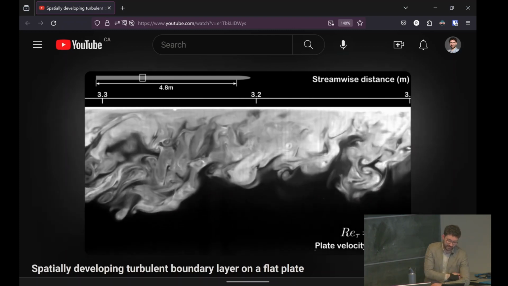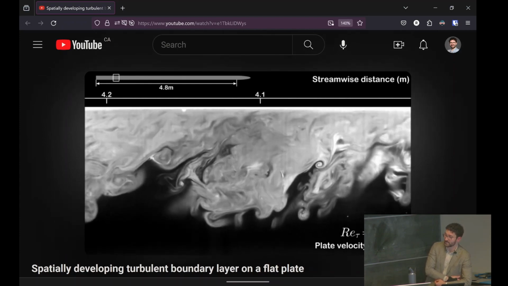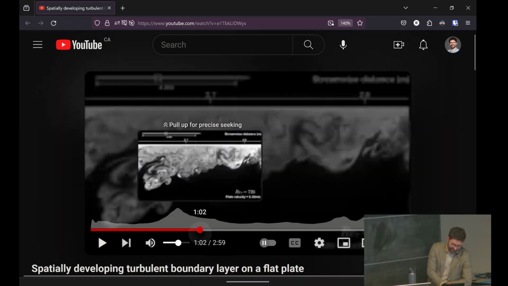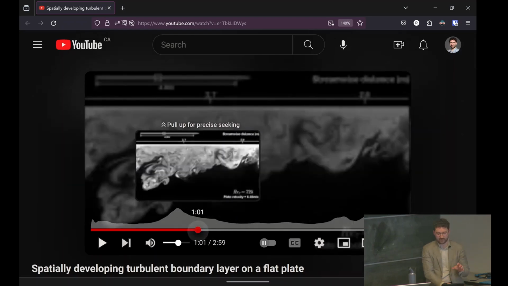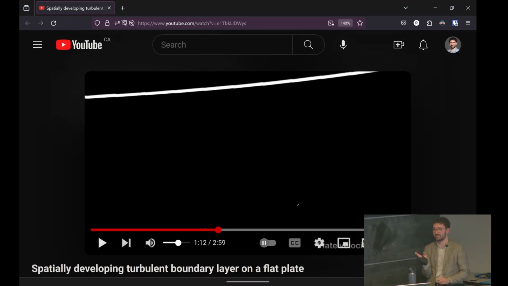So this is what a turbulent boundary layer looks like. It's very complicated, but the majority of vehicles have to deal with this turbulent boundary layer, so we want to characterize that. Okay, so here's kind of a pop quiz. They run this at one Reynolds number here, then they're going to go to a higher Reynolds number. So for the same position, what do we expect to happen to the boundary layer?